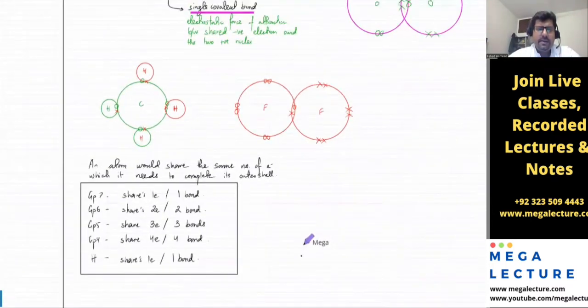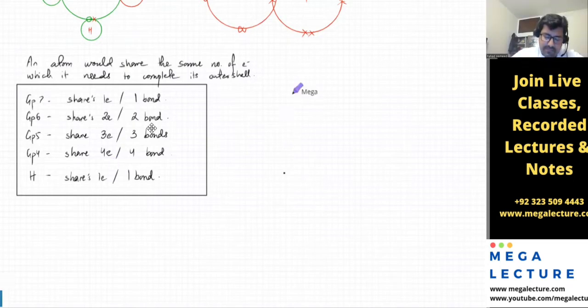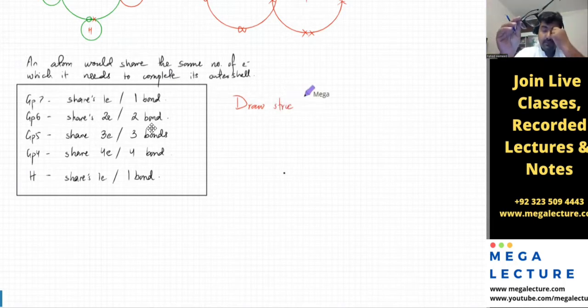And there's another problem with dot and cross diagrams, that it kind of gets confusing. Like how many hydrogen atoms do I draw? How many carbon atoms do I draw? And so on. So one way to do this is, before drawing the dot and cross diagram, draw stick diagrams, which are known as structural formulas. So you should learn how to draw structural formulas first.